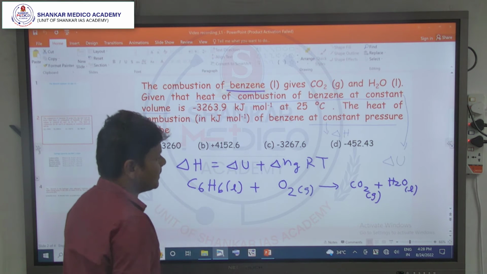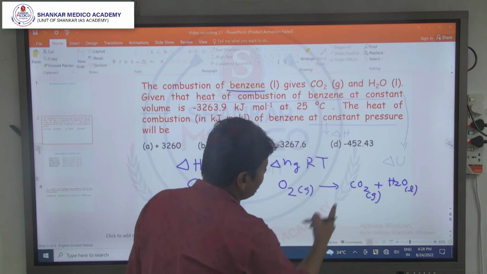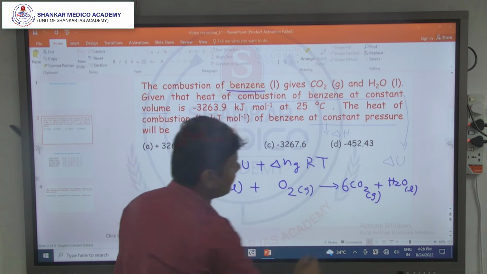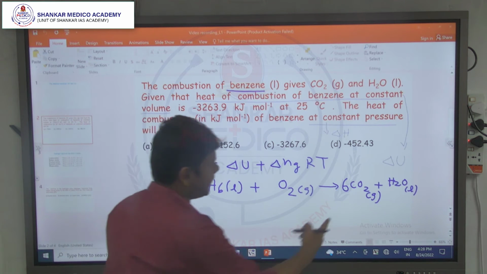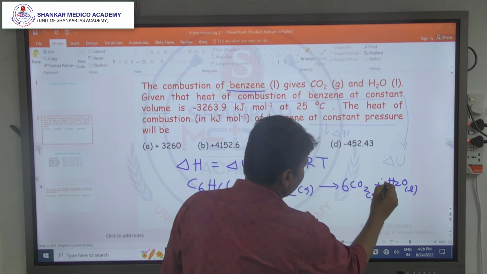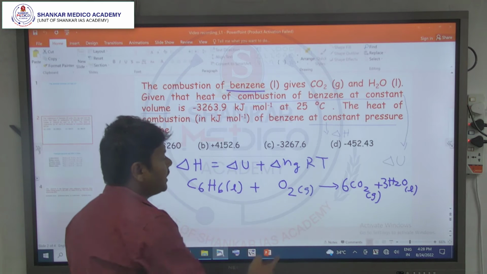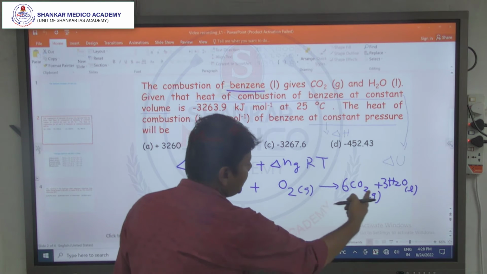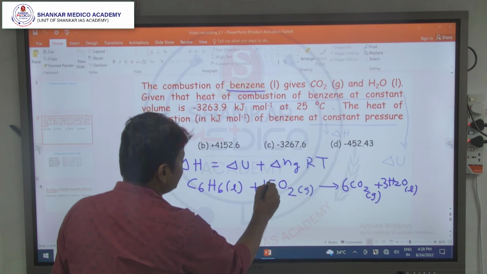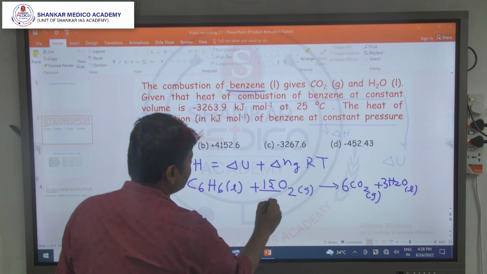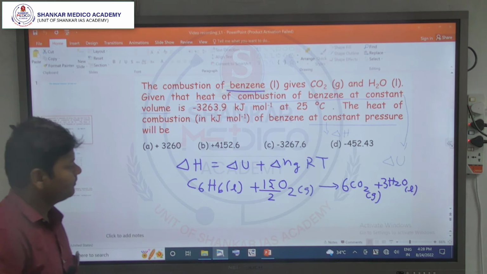Here 6 carbons are there. Here how many carbons are there? Only 1. So, I will be multiplying by 6. Here how many hydrogens are there? 6. Here only 2 are there. So, I will be multiplying by this one. Now, we need to balance the oxygens. How many are there here? 12 plus 3, 15. So, this is my balanced chemical equation.